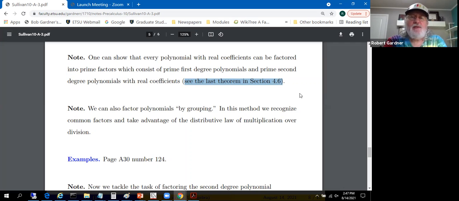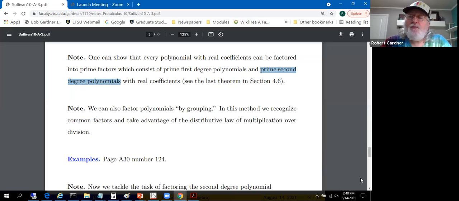What this means is when we're factoring polynomials, we'll be stuck with some second-degree polynomials that can't be factored, some prime second-degree polynomials. And ultimately, we need to figure out why those polynomials are prime. That we haven't addressed. Well, in one special case, the x squared plus a squared case, we've addressed it, but we haven't addressed it in a more general setting.